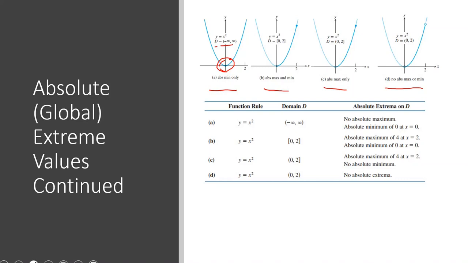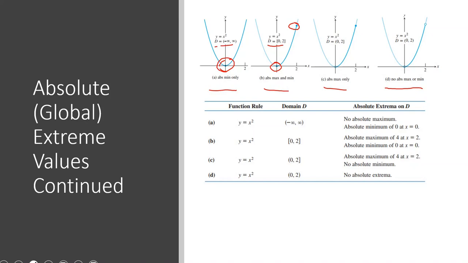2b. Well, since we have a domain here of 0 to 2, then we have an absolute max and an absolute min. Again, we have an absolute minimum for this function at the vertex, and then we have an absolute maximum right up here at x equals 2, because that's the domain. So interesting there. So let's take a look at C.